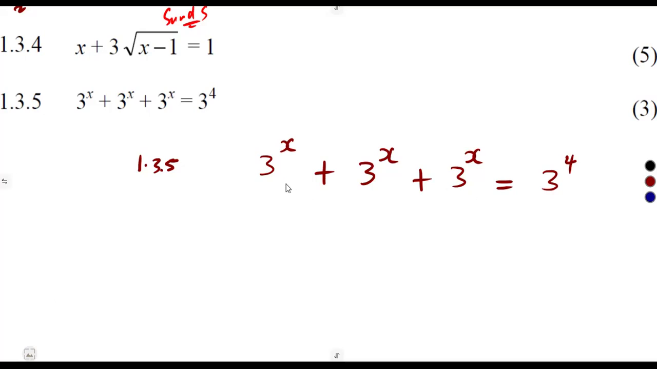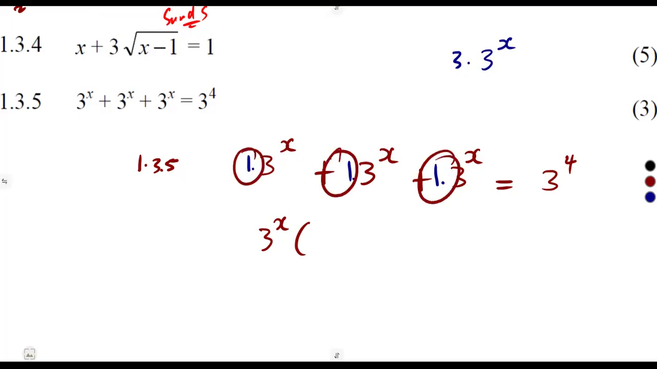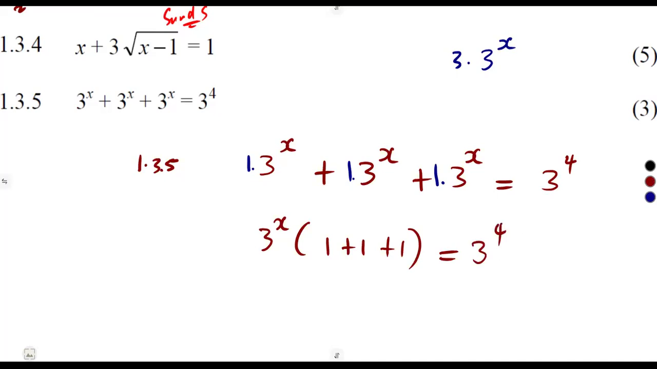So you can even factorize, guys. It's common. This is just like 1, this is 1, this is 1. It's a product. So 3 to the exponent of x is common. We can factor it out, or you can just add, guys. The coefficient 1 plus 1 plus 1 is 3. So it's 3 times 3 to the exponent of x. Or you can factor out 3 to the exponent of x as common. I remain with 1 plus 1 plus 1, which is equal to 3 to the exponent of 4.